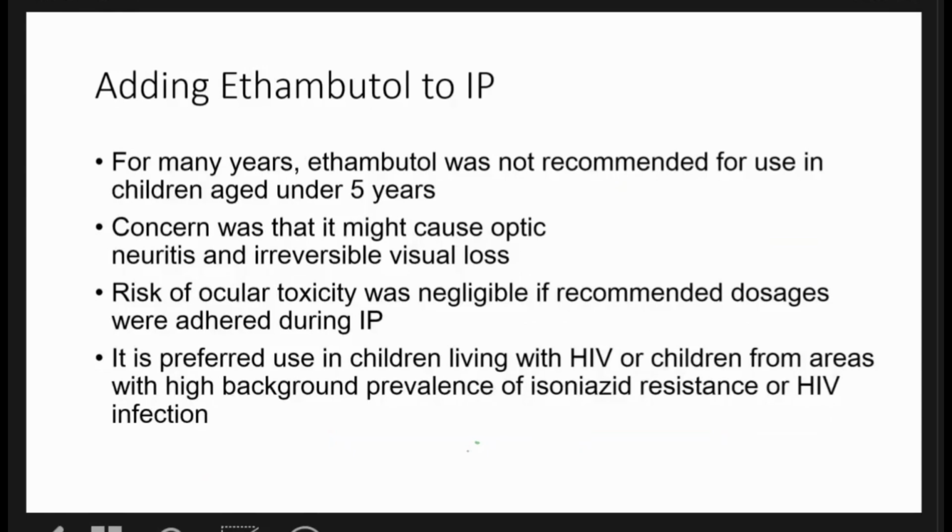There's an issue regarding adding ethambutol into pediatric TB regimens. It was not added for many years for children less than 5 years because of the risk of optic neuritis and irreversible hearing loss. But now it was found that if we give the correct dose only during the intensive phase, it has a negligible risk. So despite age, we can add ethambutol if the child has HIV or is coming from a background with high prevalence of INH resistance or HIV infection.